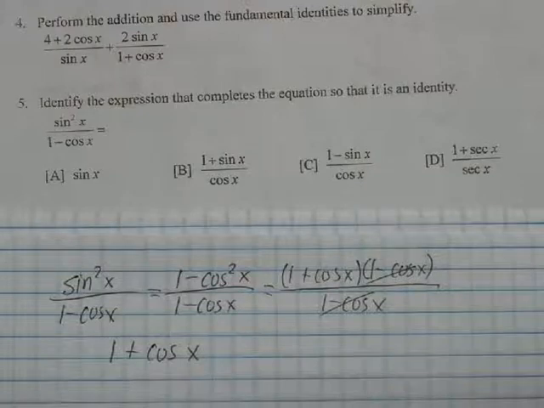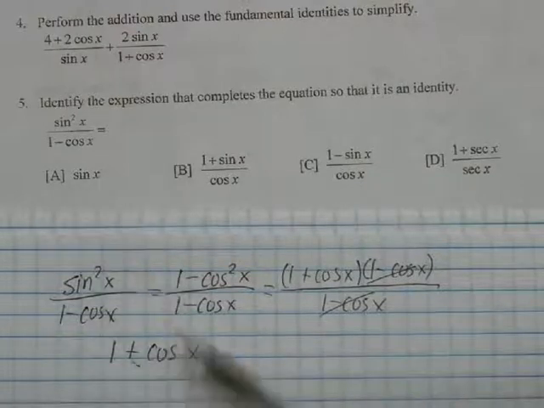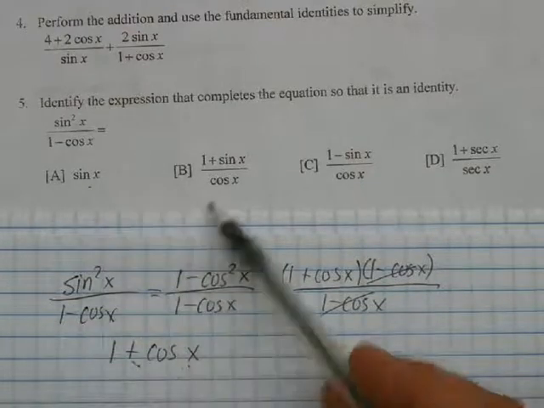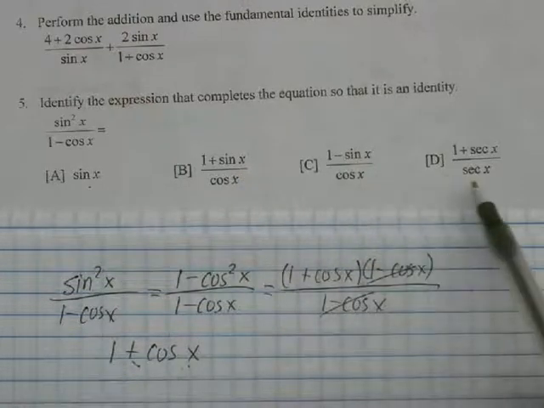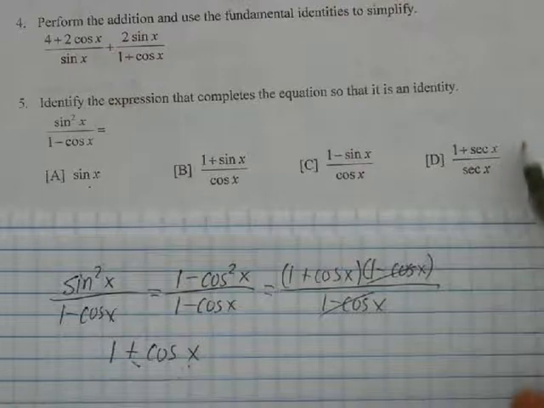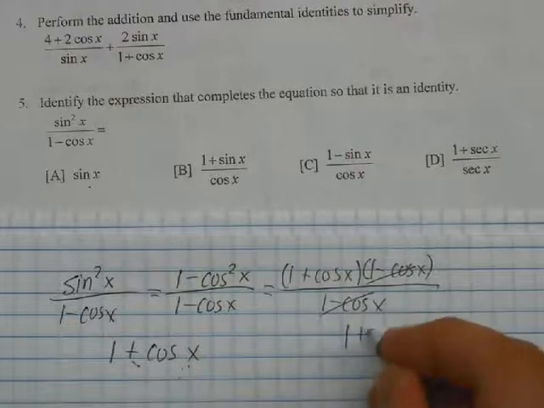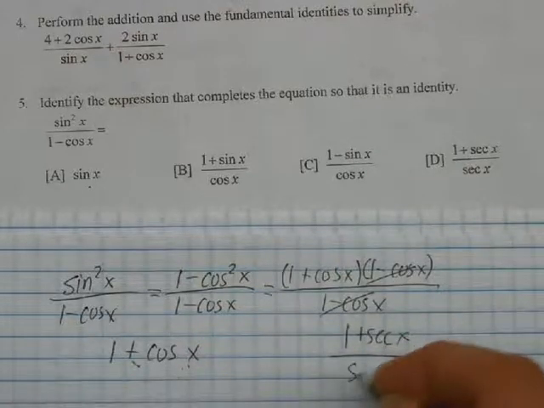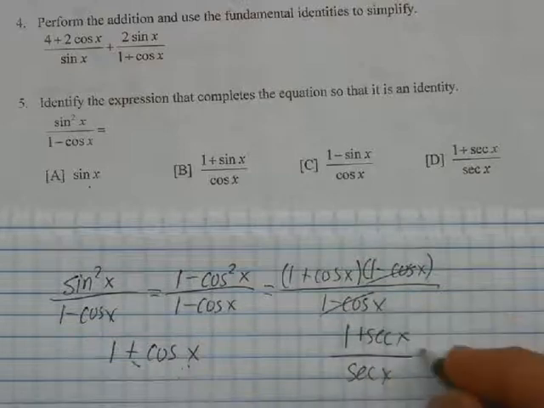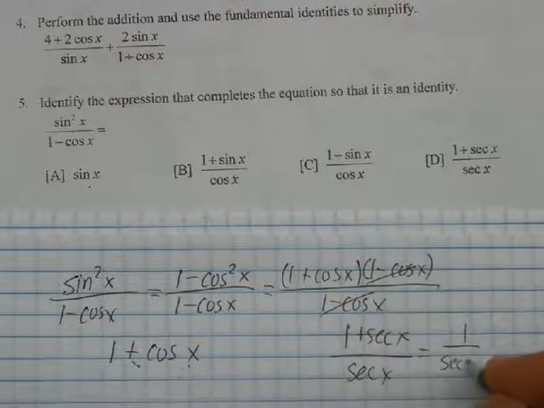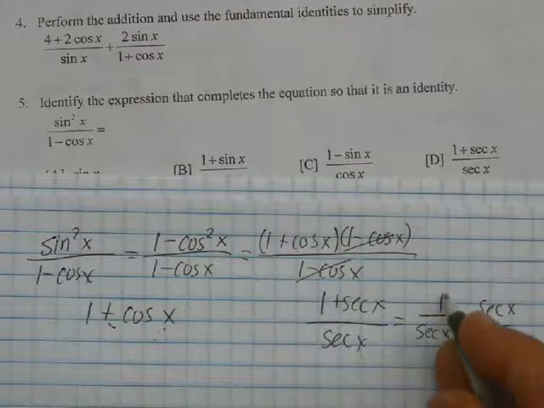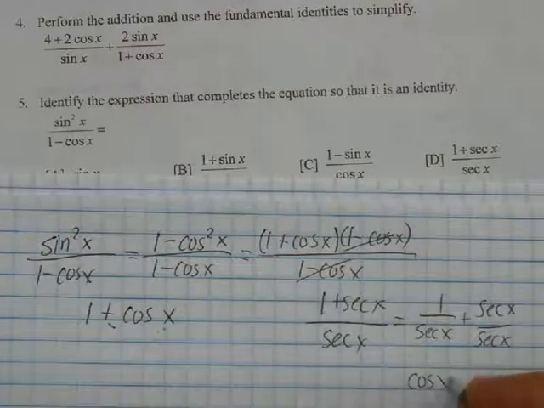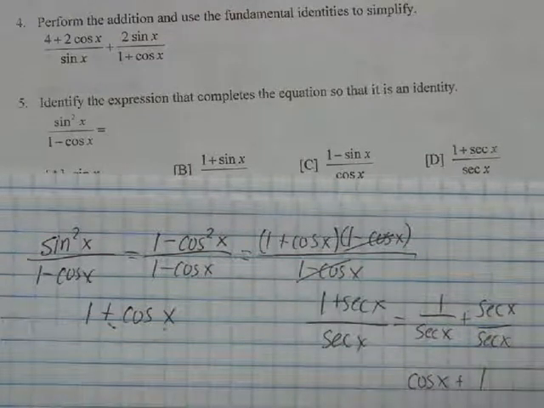So when I look at the responses, I go, well, there's no way I can make that look like that. Well, maybe. If we split this fraction, we get 1 over secant x plus secant x over secant x. And we know that 1 over secant is cosine, and secant over secant is 1. So that is the answer, D.